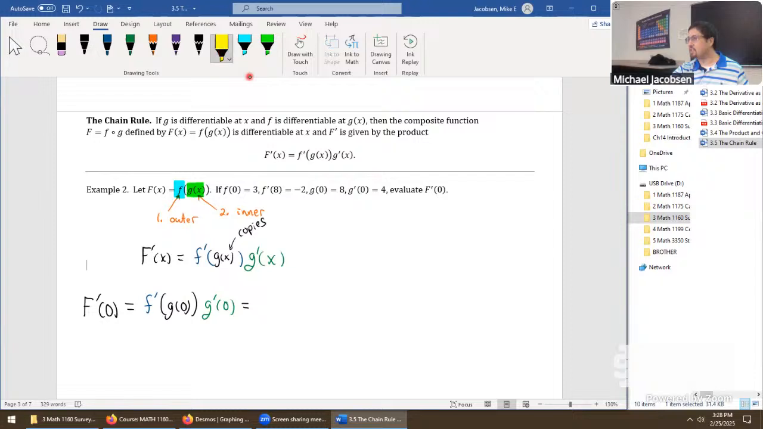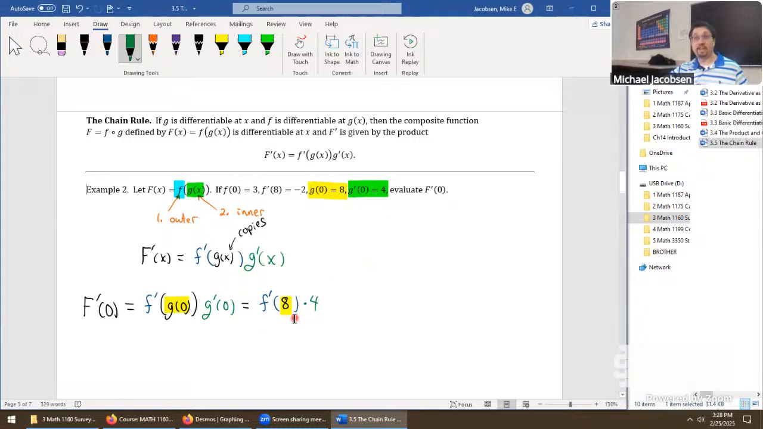Very first thing I would want is g of 0. Here it is. No, it isn't. Let me try again. g at 0 is 8, so we can plug that in. And we can also just grab our g prime at 0. That's the 4 from right here. So this is going to turn into f prime at g at 0. Through the color coding, we see that one's an 8. g prime at 0, we can substitute in just a 4.